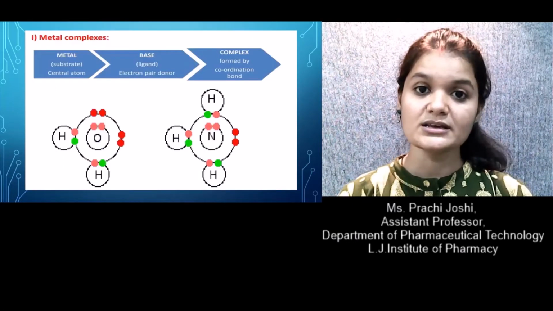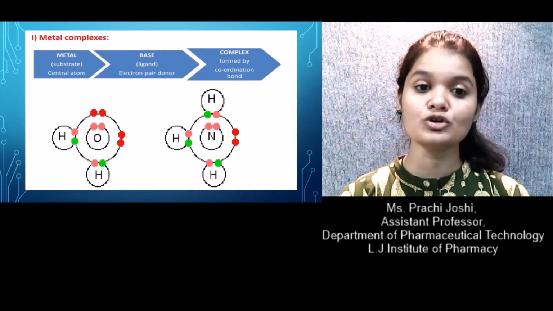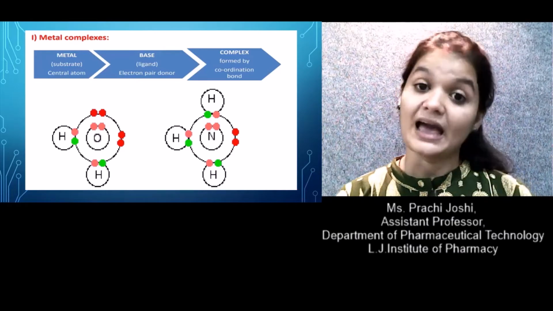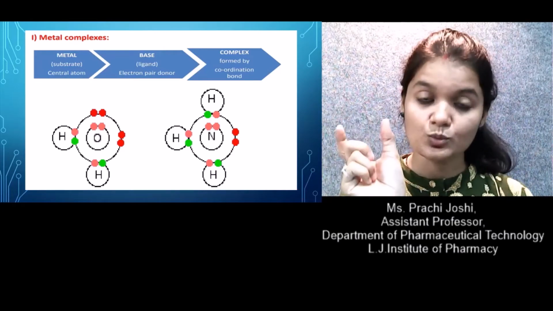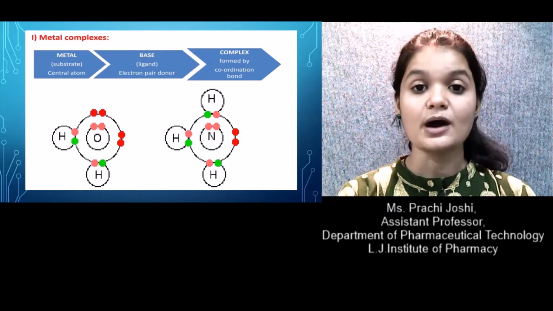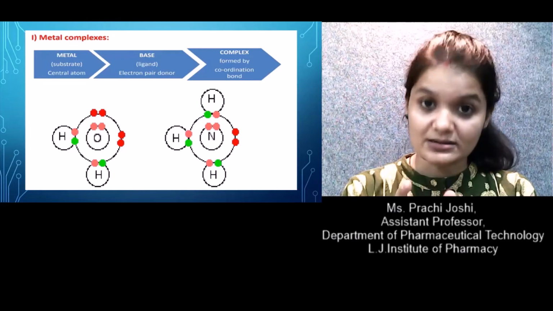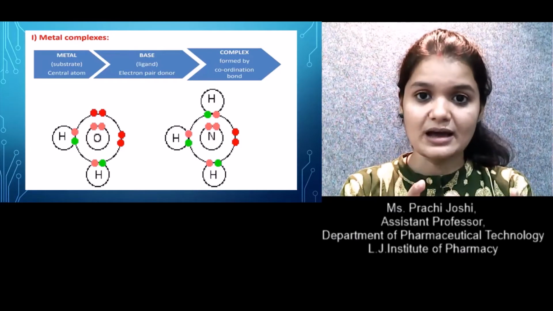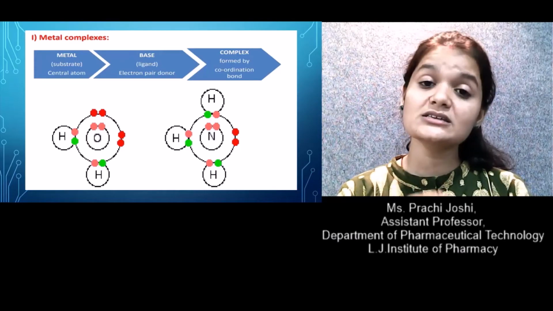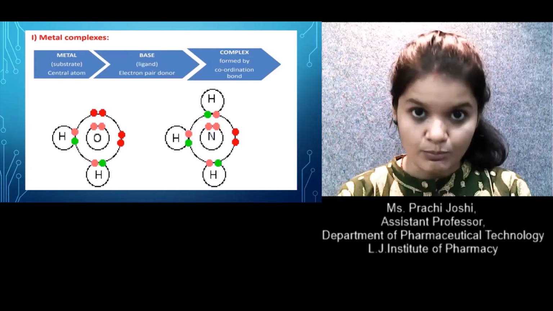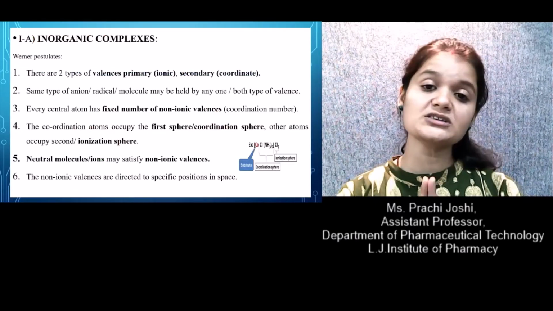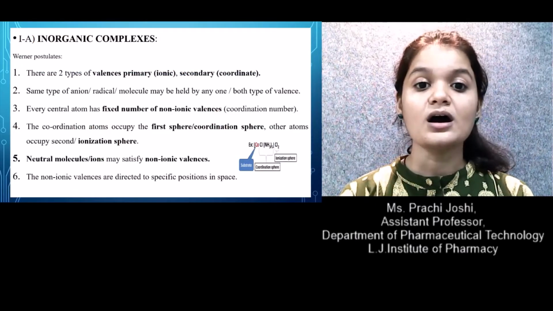First one is metal complex. In this metal complex, metal is understood as the central atom, and the next one is the base, which is taken as the electron donor group. Now, when the electron is donated to the central metal ion, what will happen? There will be formation of a complex, and this is formed by a coordinate bond. Next, in this metal complex, first one is inorganic complex.